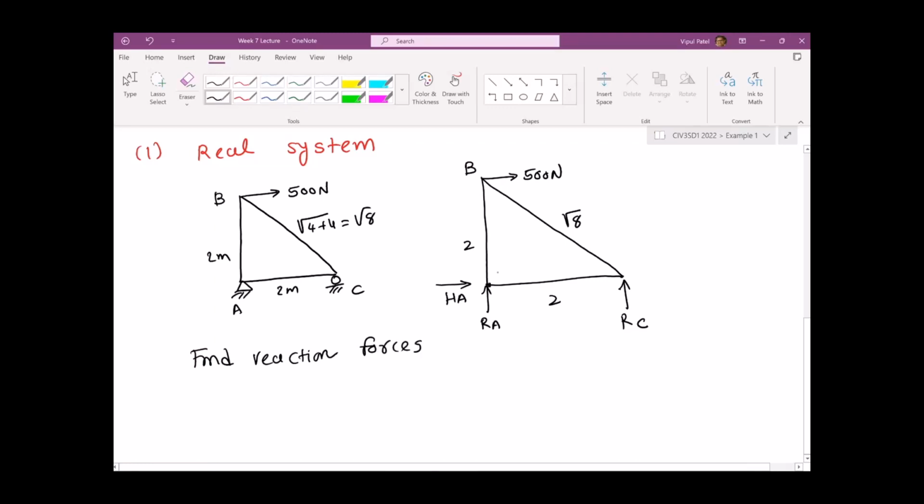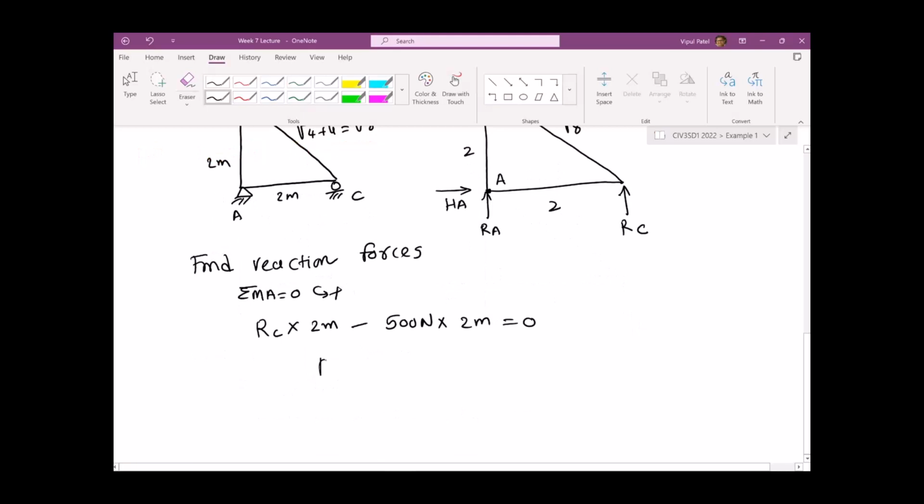So let's say this is A. Sum of the moment at A equal to 0, anticlockwise is positive. So RC times 2 meters minus 500 newtons times 2 meters equal to 0. So RC equal to 1000 newton-meters over 2 meters, which is equal to 500 newtons, right? So that's the RC.